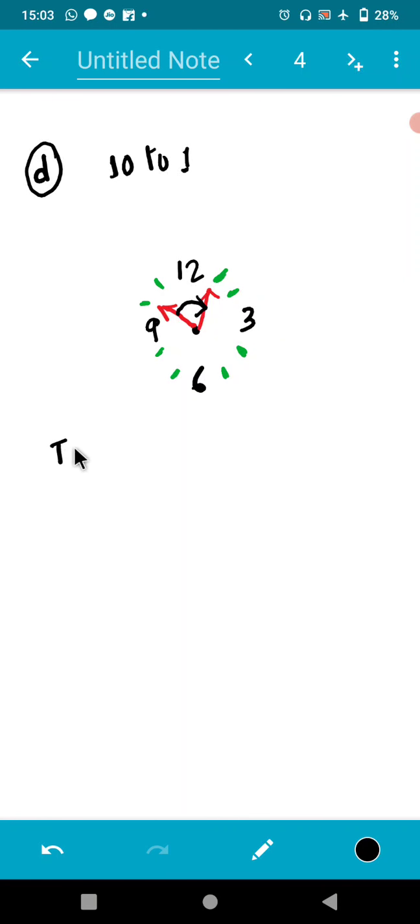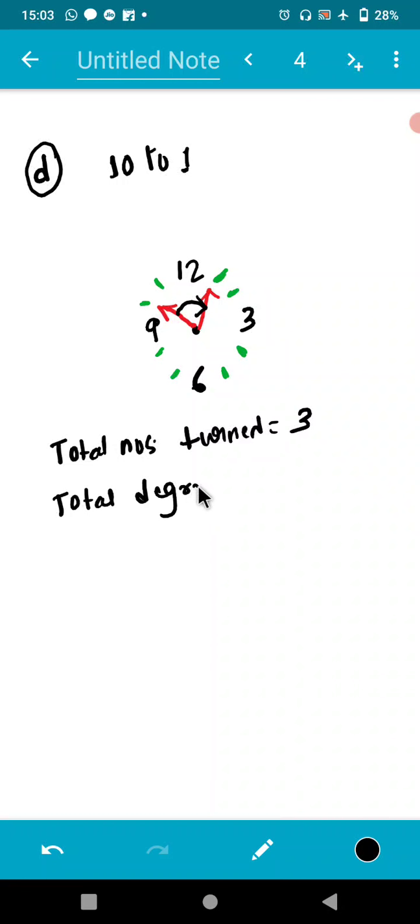Now total numbers turned, that was equal to 3, isn't it? Why 3? 1, 2, 3, isn't it? So total degree turned, that would be what? 3 into 30 degree, isn't it? So that would be 90 degree.